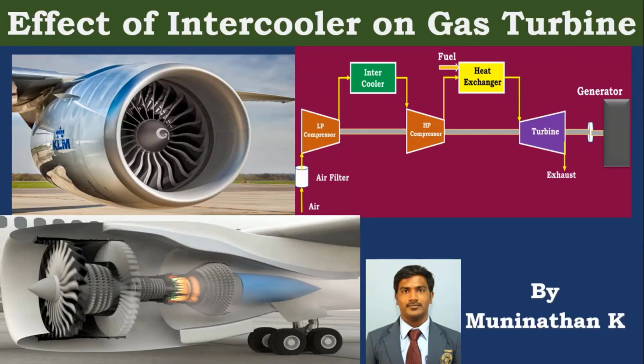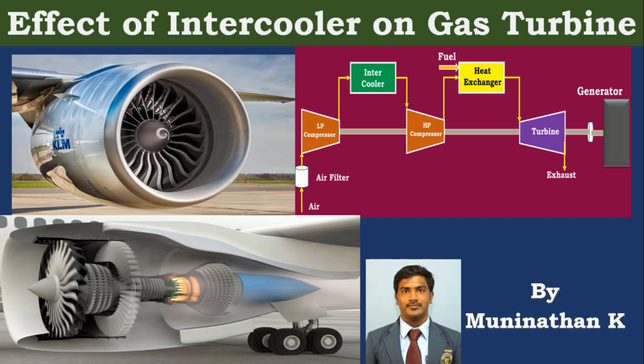Today's topic is the effect of an intercooler on a gas turbine engine. We know that an intercooler is placed between two compressors if it is two stage. If it is multi-stage, we will have multiple intercoolers. What is the purpose of an intercooler? An intercooler is a device used to reduce the temperature of air coming from the low pressure compressor.